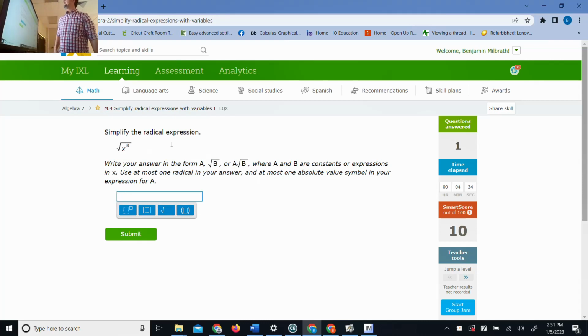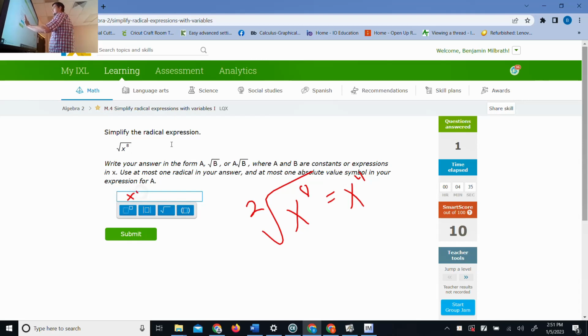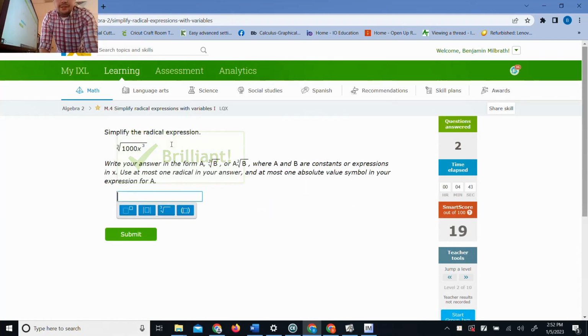All right, square root of x to the 8th is next. Again, understood 2, x to the 8th. This becomes x to the 4th. I wonder if I can draw it here. X to the 4th. No, it's not going to let me. So I can go back over here and type it. Brilliant! This one's really easy.